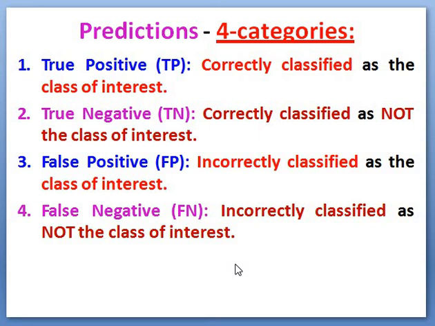True positive means correctly classified as the class of interest. True negative means correctly classified as not the class of interest. False positive means incorrectly classified as the class of interest. False negative means incorrectly classified as not the class of interest.